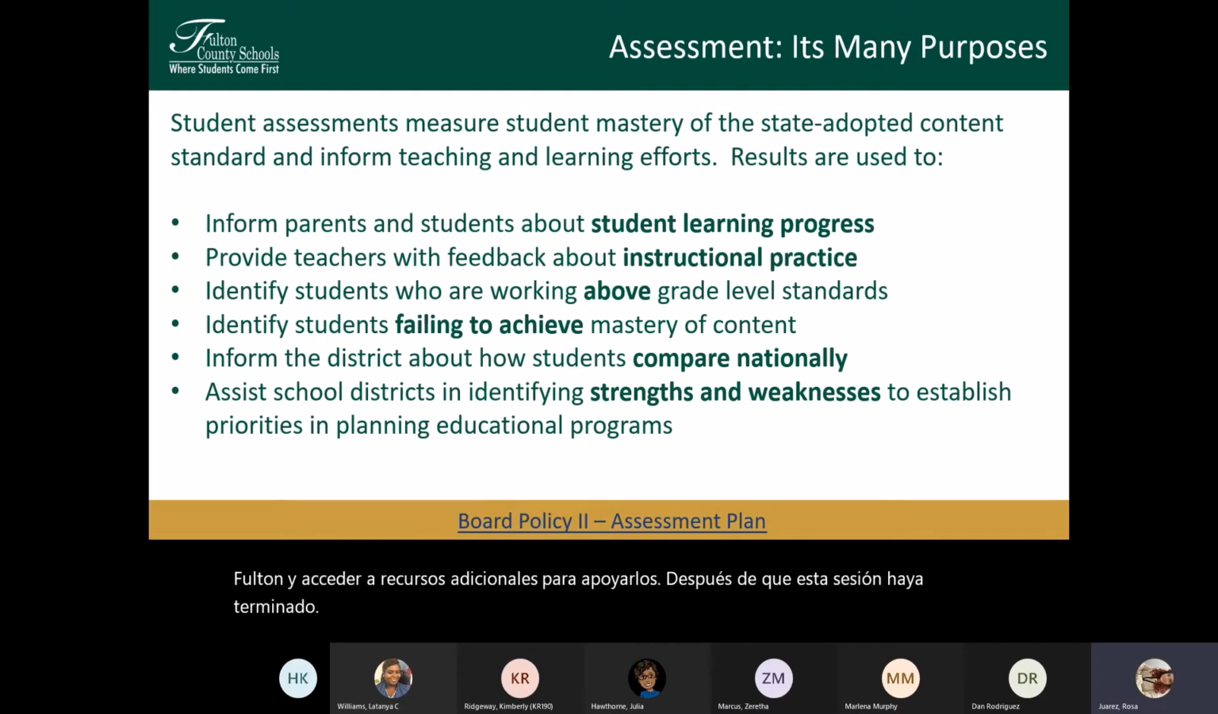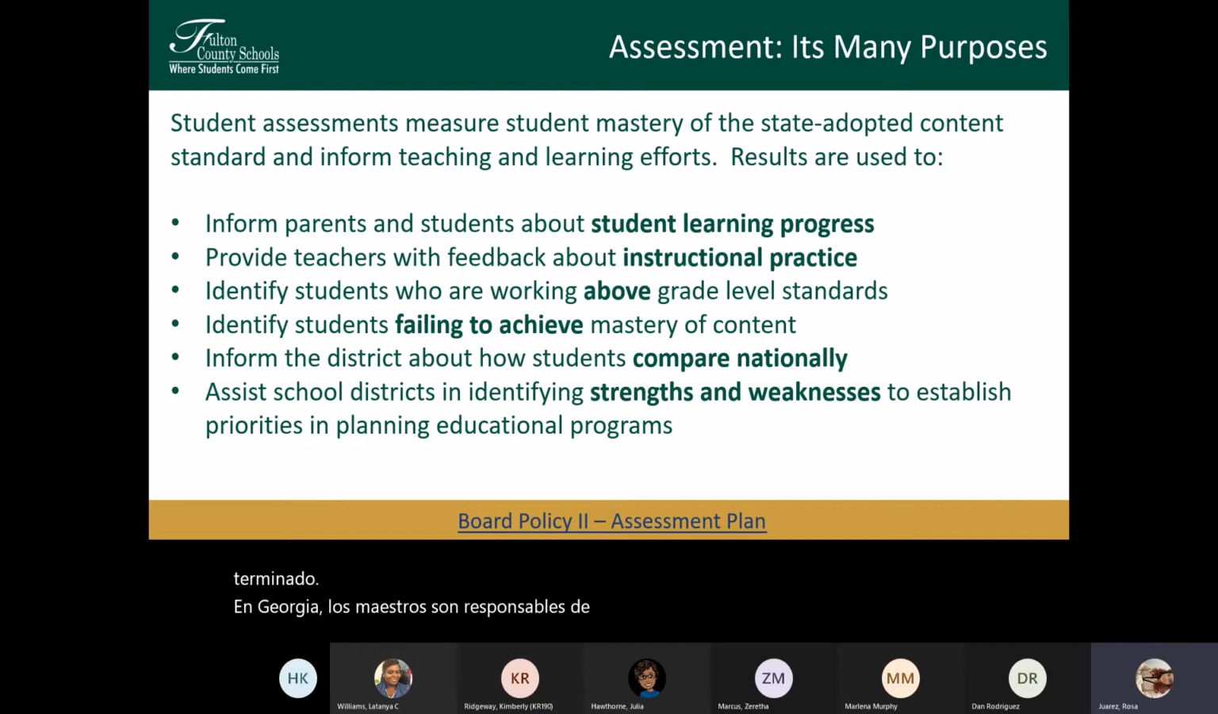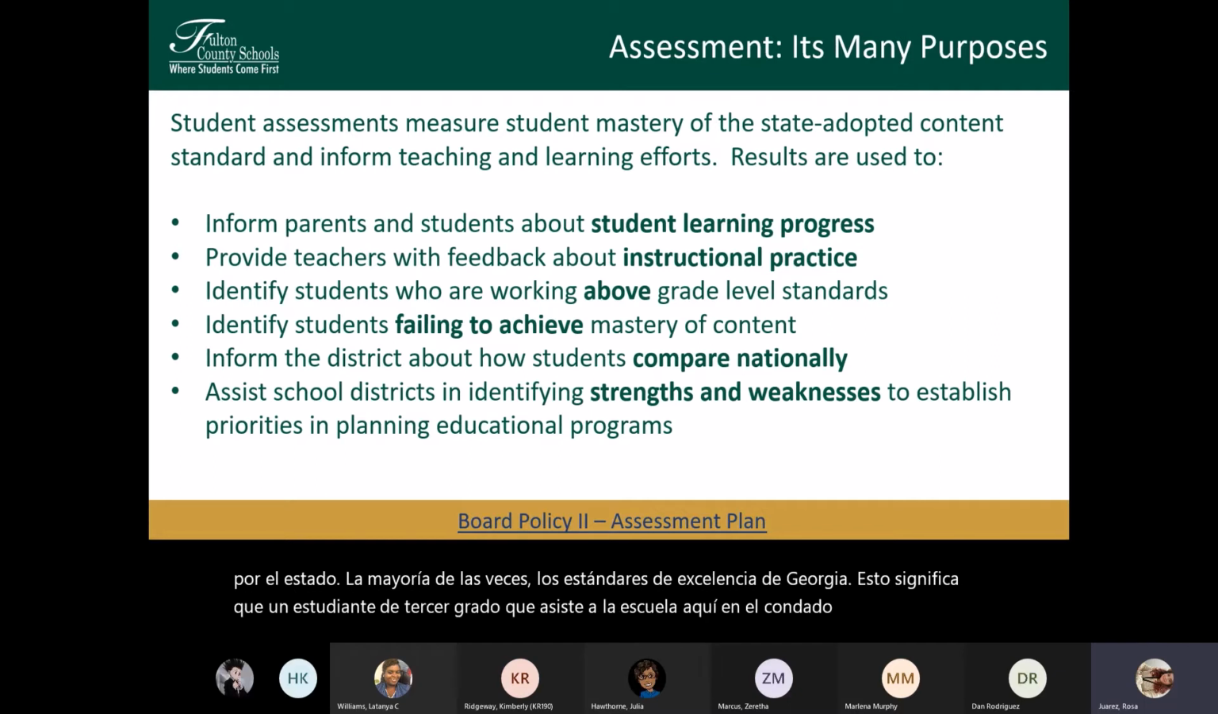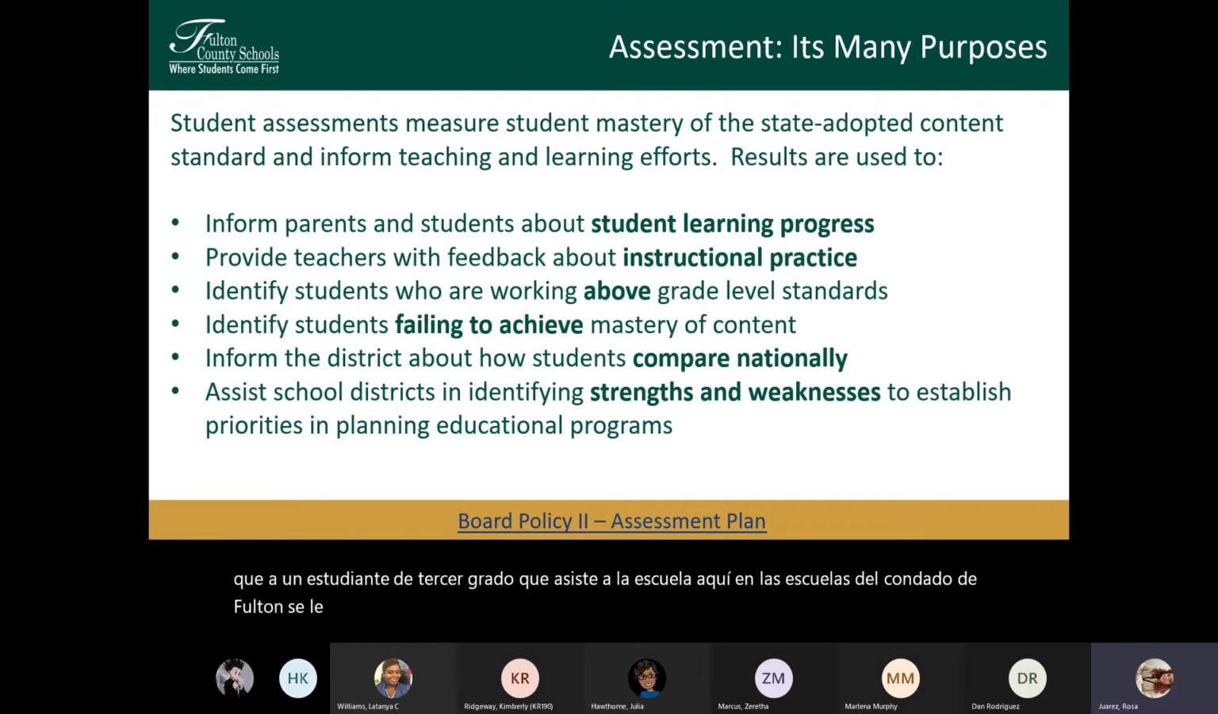In Georgia, teachers are responsible for teaching your student the state-adopted standards, most often the Georgia Standards of Excellence. This means that a third grade student who attends school here in Fulton County Schools should be taught the same standards as a third grade student in Savannah or Macon or anywhere else.